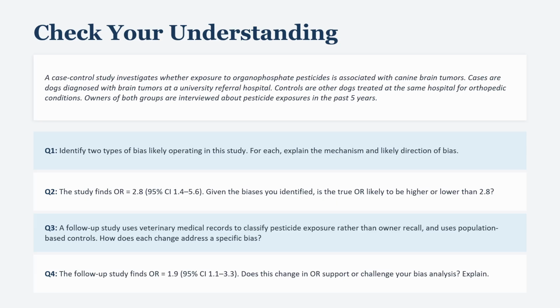This is a textbook illustration of how identifying likely bias direction allows you to predict and then verify the effect of methodological improvements, and why bias analysis is not just academic, but practically important for interpreting the literature.